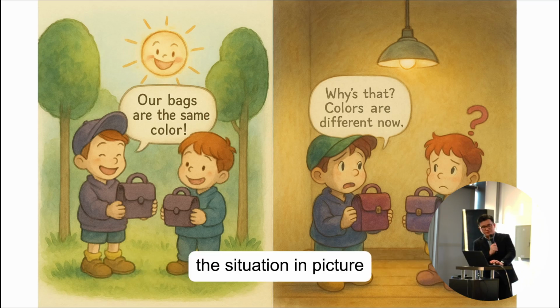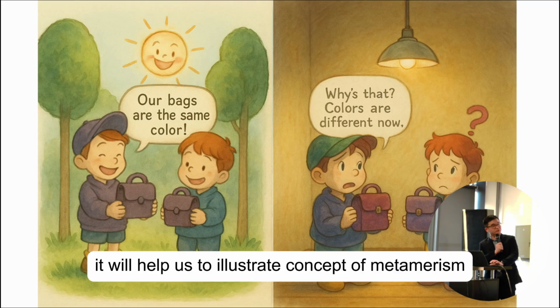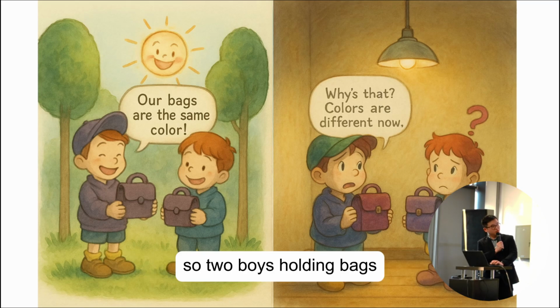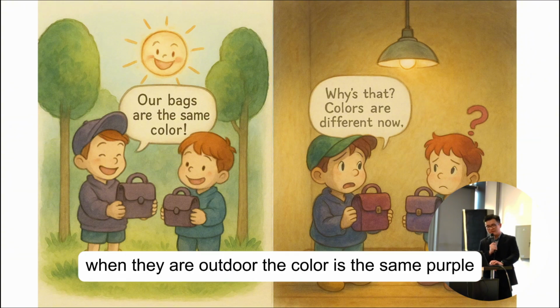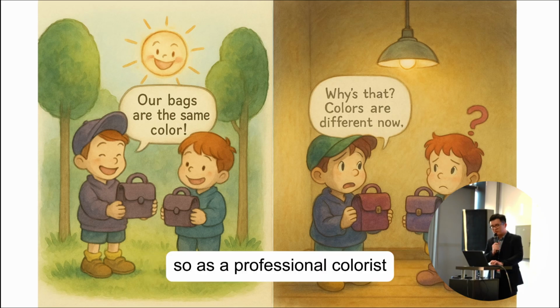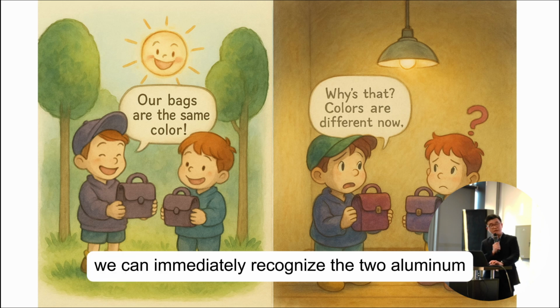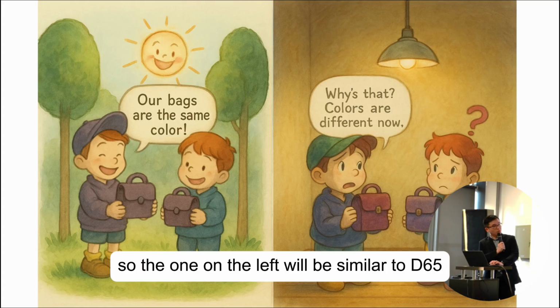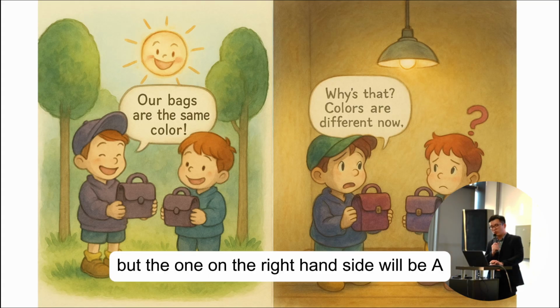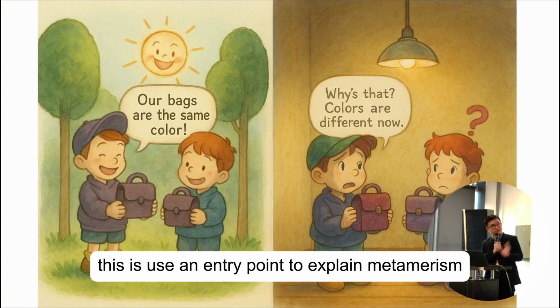The situation in the picture, I believe, is unlikely, but it will help us to illustrate the concept of metamerism. So, two boys holding bags. When they are outdoors, the color is the same, purple, but when they are staying indoors, the colors of the bags are different. As a professional colorist, we can immediately recognize the two illuminants are different. The one on the left will be similar to D65, but the one on the right-hand side will be A, the tungsten lamp. So this is used as an entry point to explain metamerism.